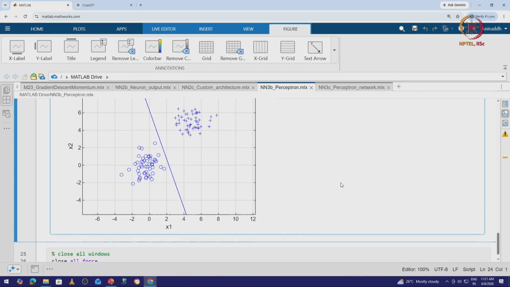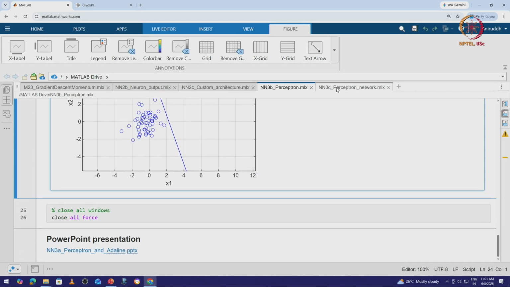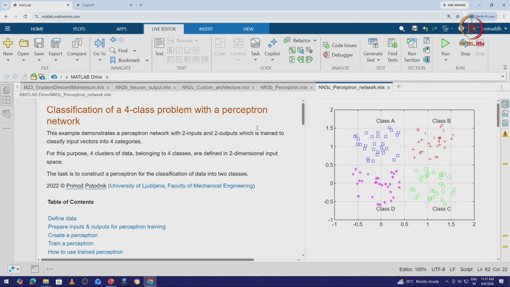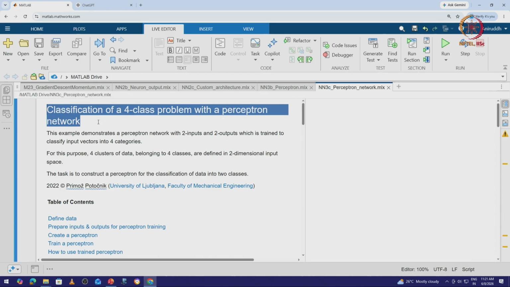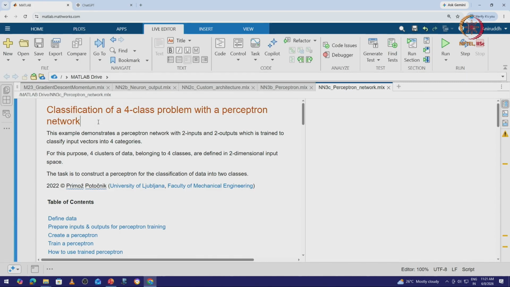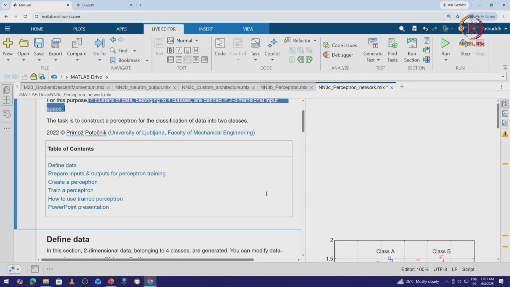Now let us take an example which is slightly more complicated. Let us perform the classification of a 4-class problem with the perceptron network. This is different from the earlier example we saw, because it has 2 inputs, it has 2 outputs, and it has 4 categories. So there are 4 clusters belonging to 4 categories in the 2D space.